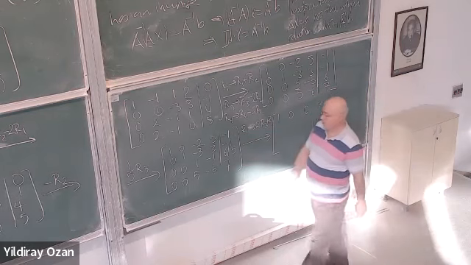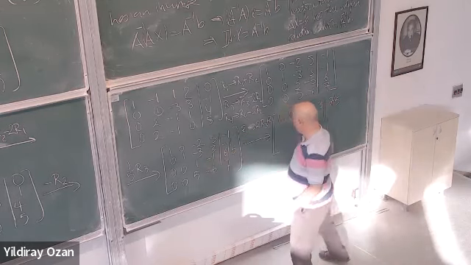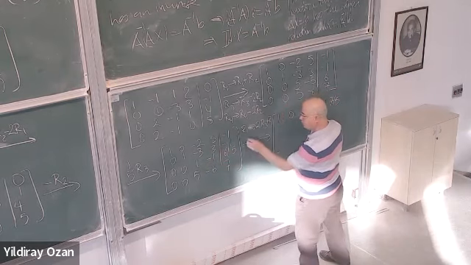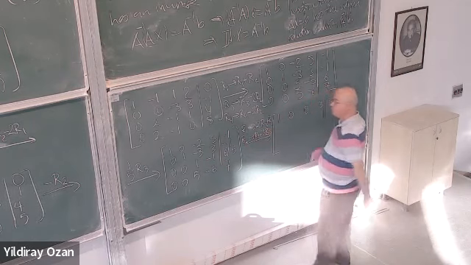Okay. To kill this guy, multiply with 3, right? So R2 is replaced by R2 plus 3 times R3.